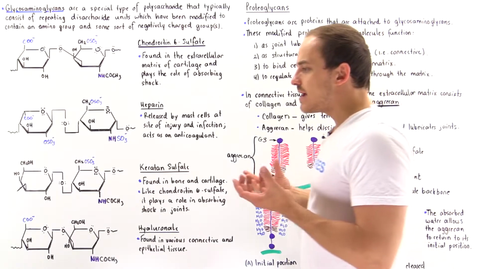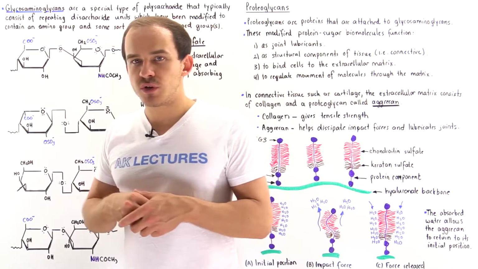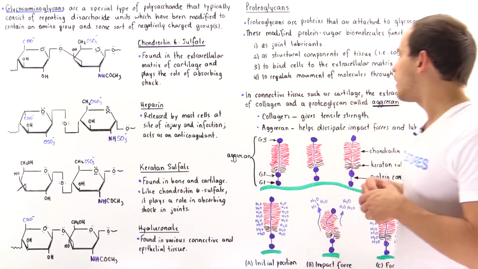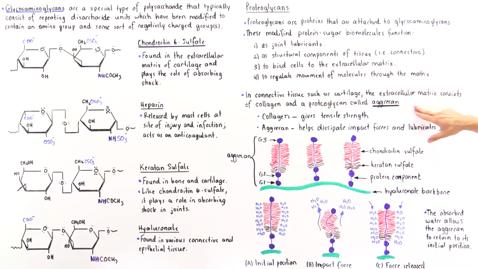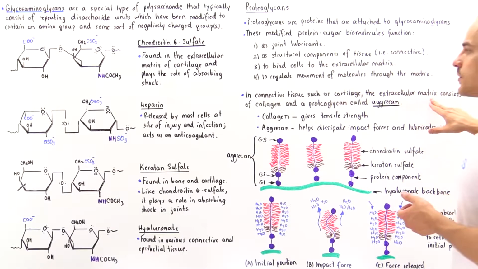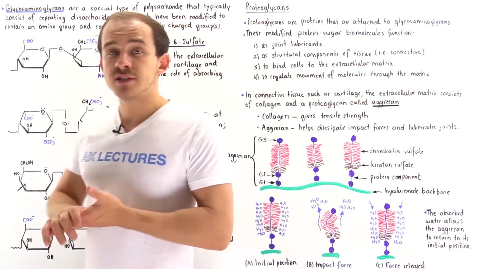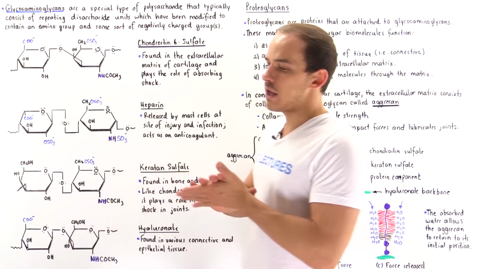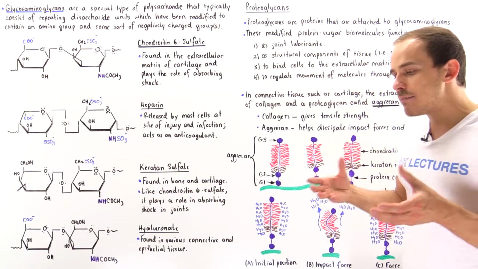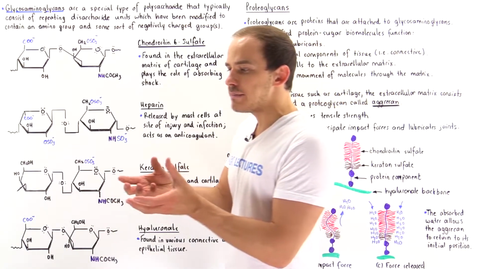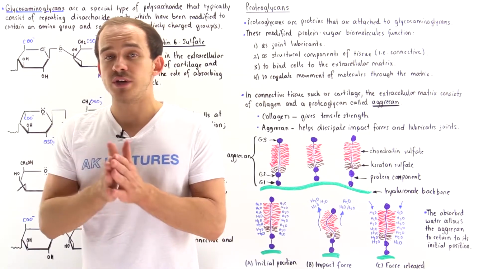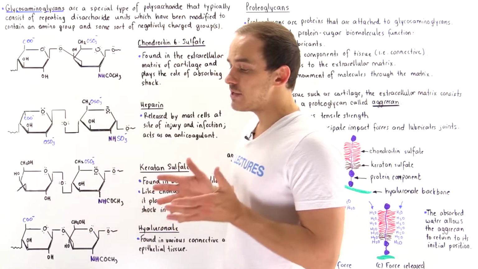Now, one example of a well-studied proteoglycan that we know a lot about is aggrecan. And aggrecan is found in the extracellular matrix of connective tissues such as cartilage. And this is what we're going to focus on in this lecture. So if we examine cartilage, we have many different types of cells, and surrounding the cells we have the extracellular matrix.